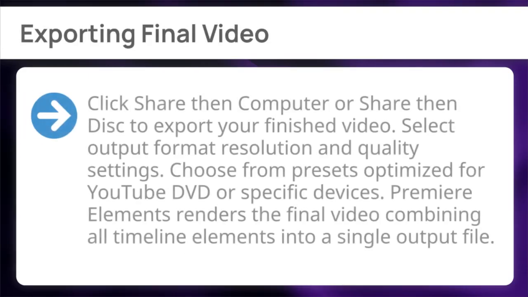Finally, exporting final video. Click Share then Computer or Share then Disk to export your finished video. Select Output Format, Resolution, and Quality settings. Choose from presets optimized for YouTube, DVD, or specific devices. Premiere Elements renders the final video combining all timeline elements into a single output file.